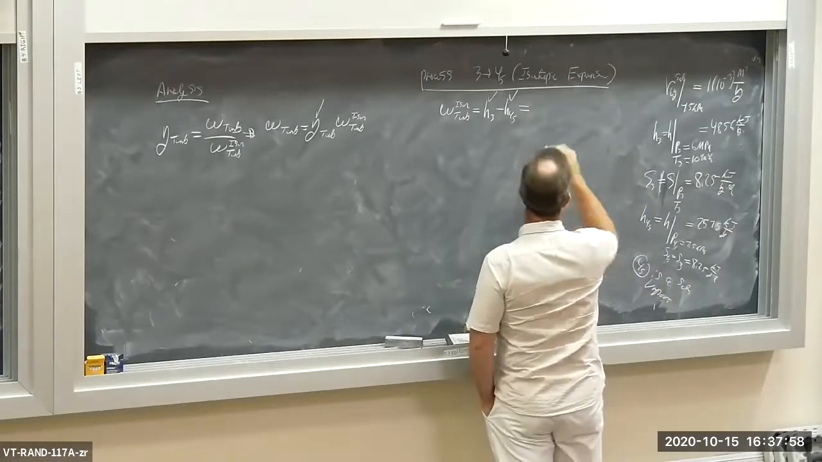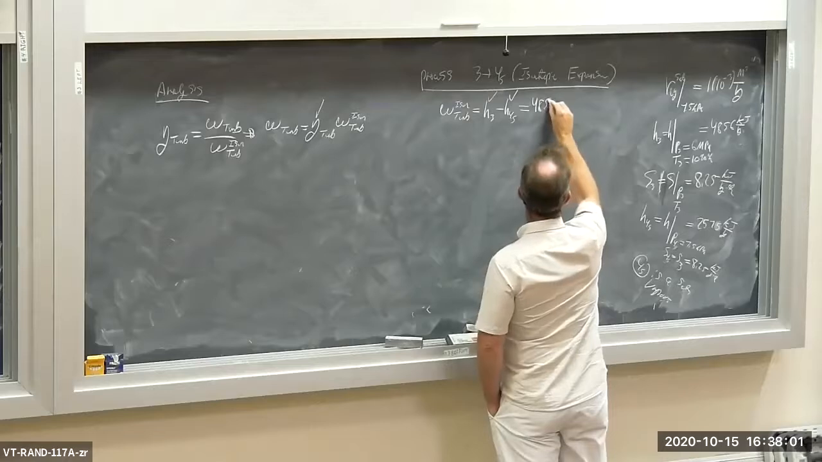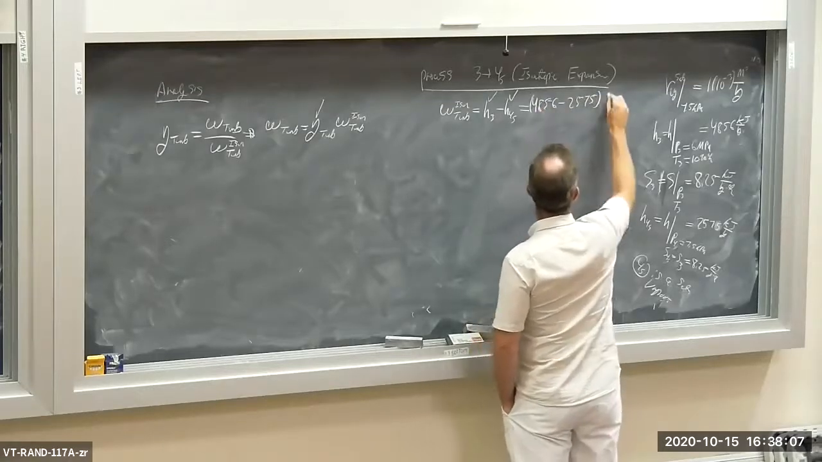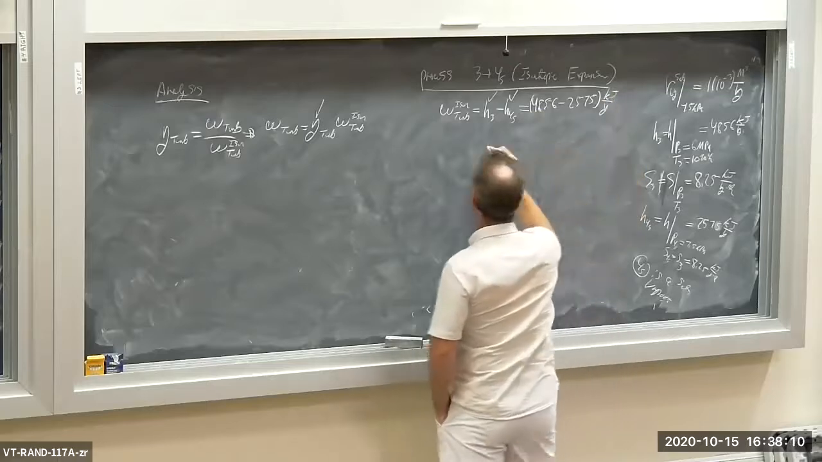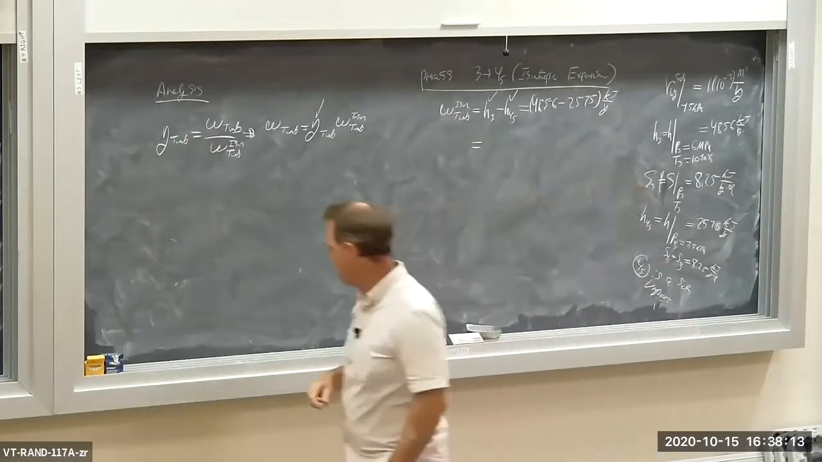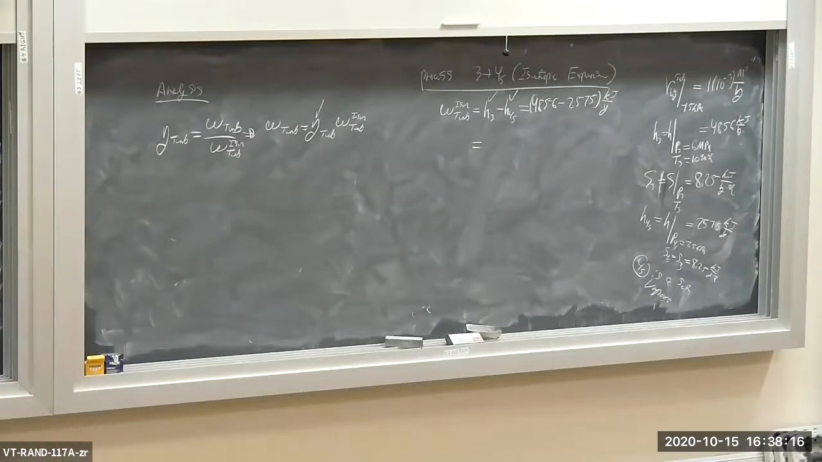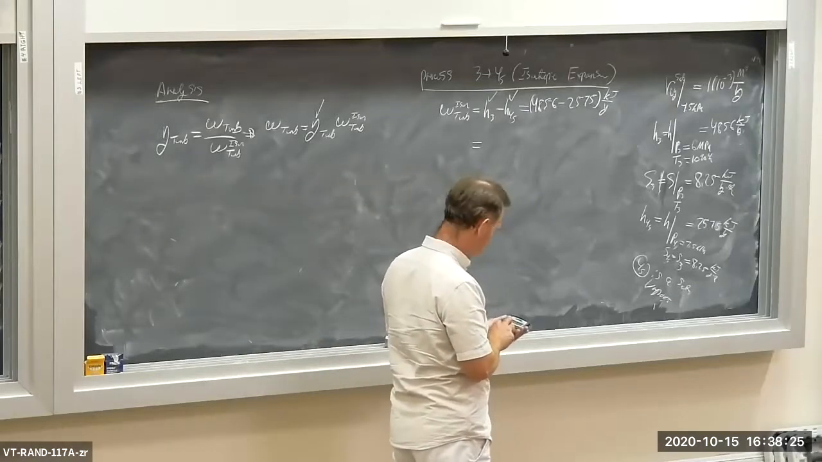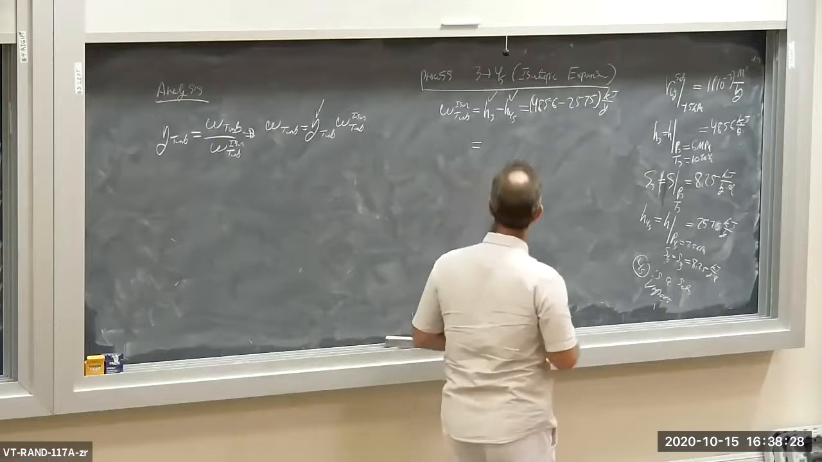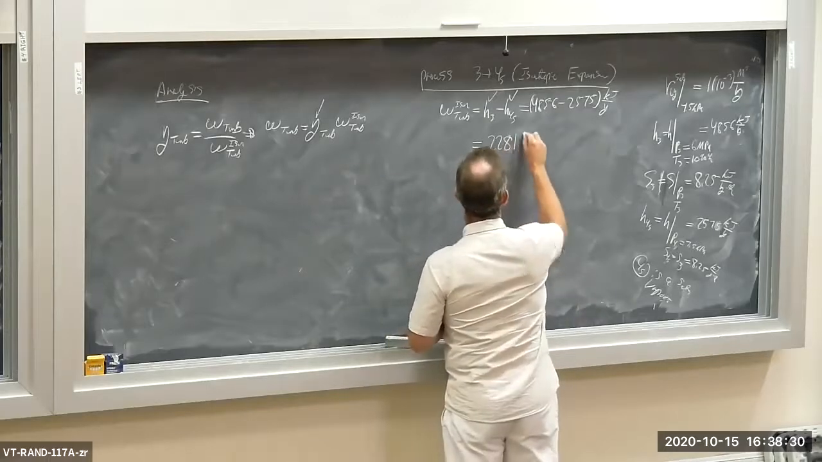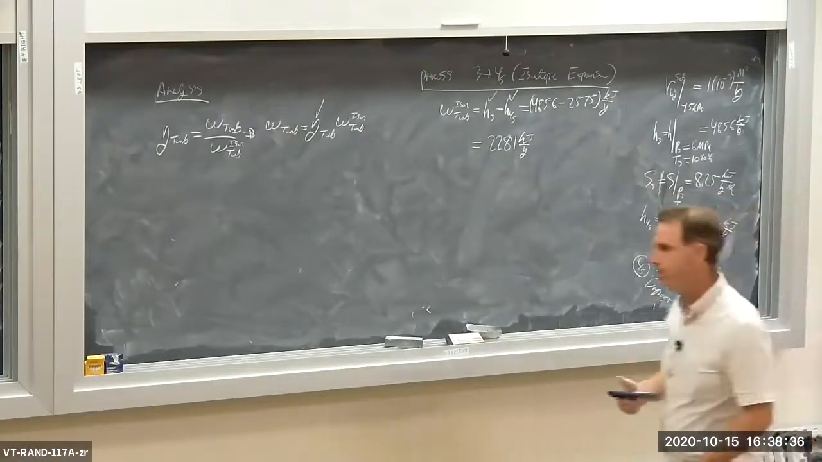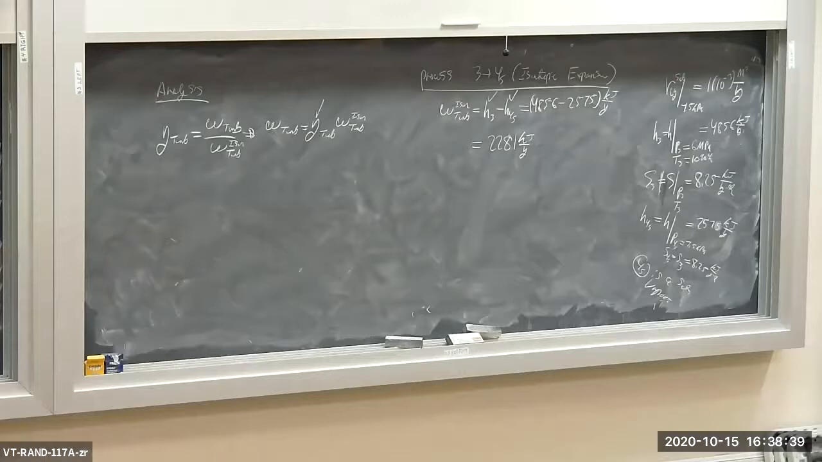And so I get 4856 minus 2575, and that's all in kilojoules per kilogram. Let me crank this out. Where's my calculator? Here it is. And I get a specific work for the isentropic turbine, 4856 minus 2575, and I get 2281 kilojoules per kilogram. Okay?